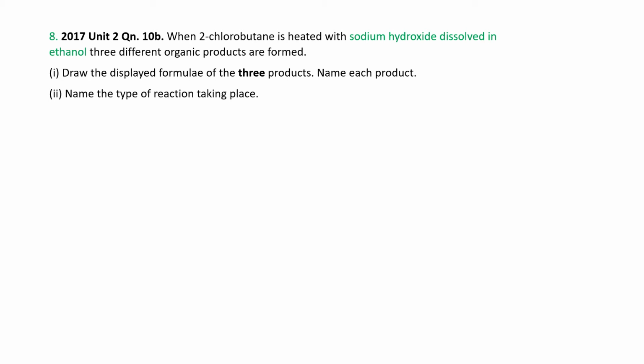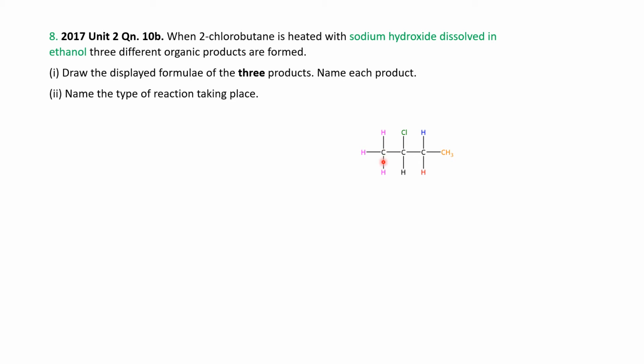2-chlorobutane heated with sodium hydroxide in ethanol. So this is now going to be an elimination reaction. We get 3 different organic products. Okay, so there is our 2-chlorobutane. You've got the chlorine there that's definitely going to go, but then we're also going to lose a hydrogen that is on the beta carbon.